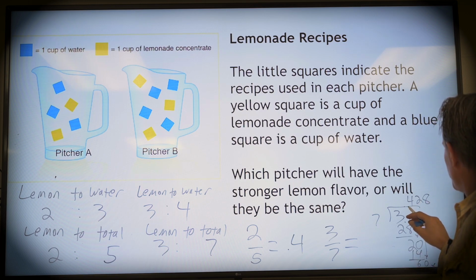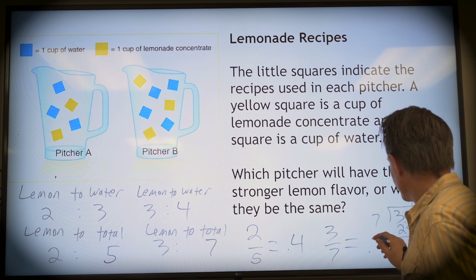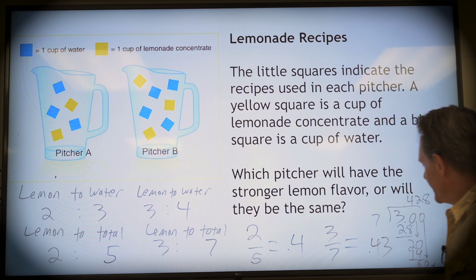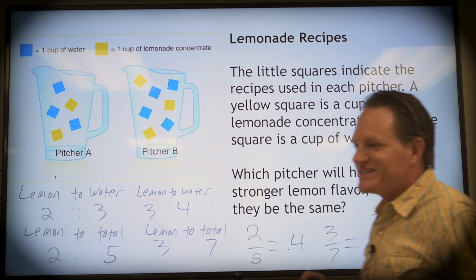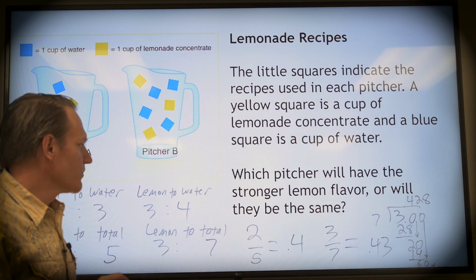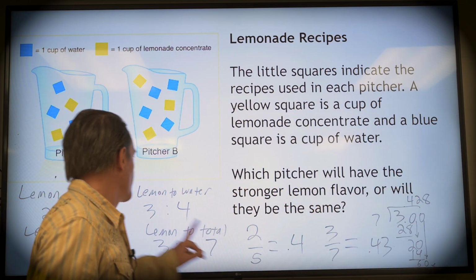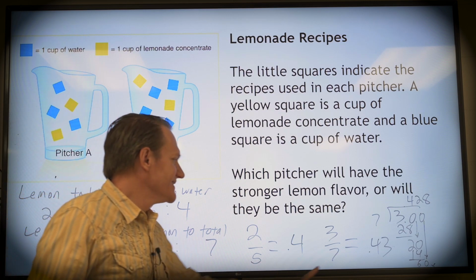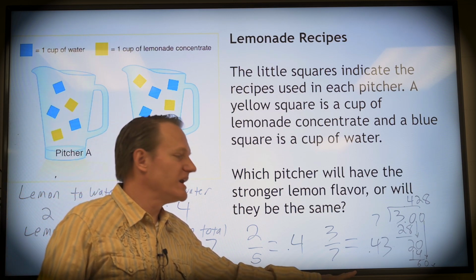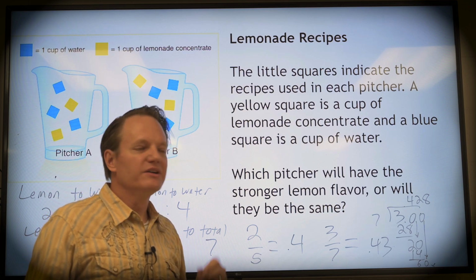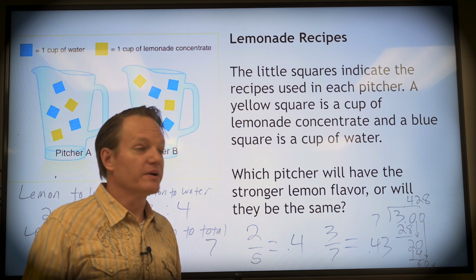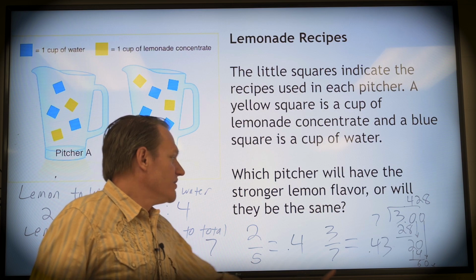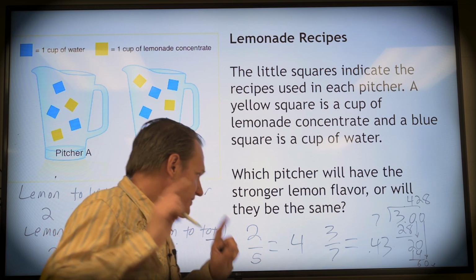What if we go to round this? Let's take that 0.428 and say, hey, this is 0.43. This is still a little bit hard to see. So what we're saying here is the first one is 0.4 lemon. The second one is 0.43 lemon. Which is greater? We've already done greater than, less than, or equal to. 0.43 is greater.